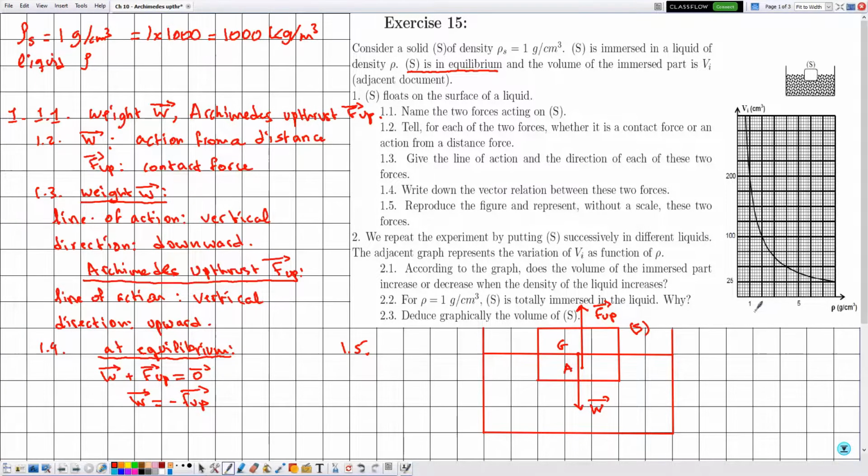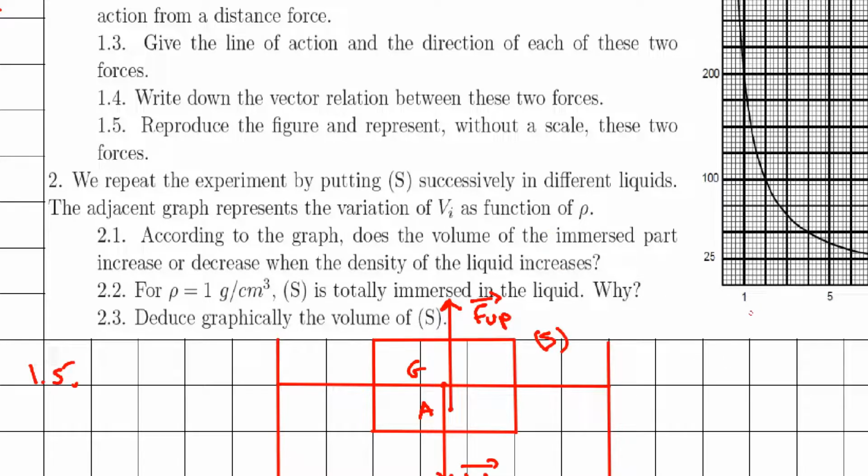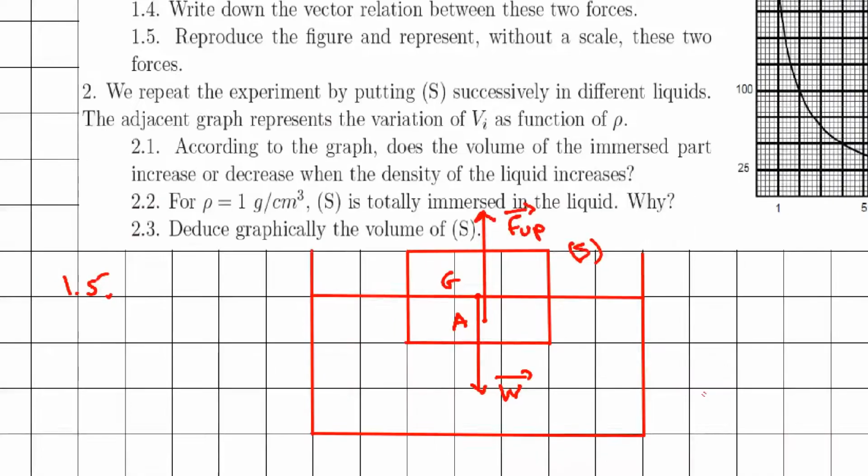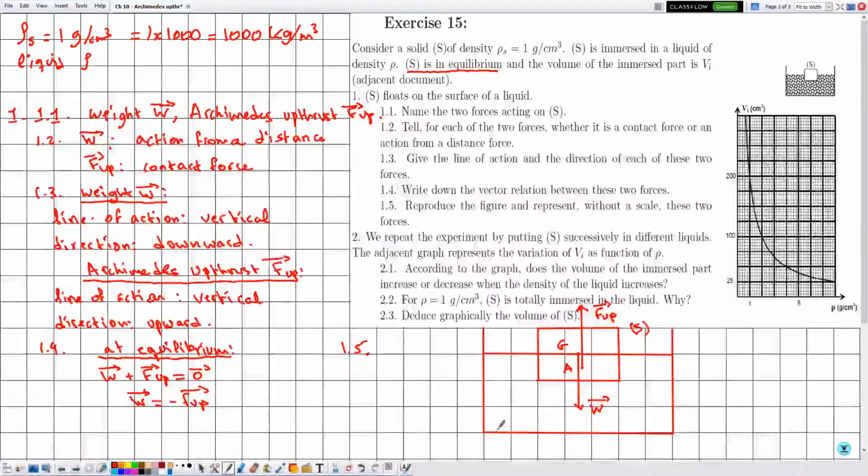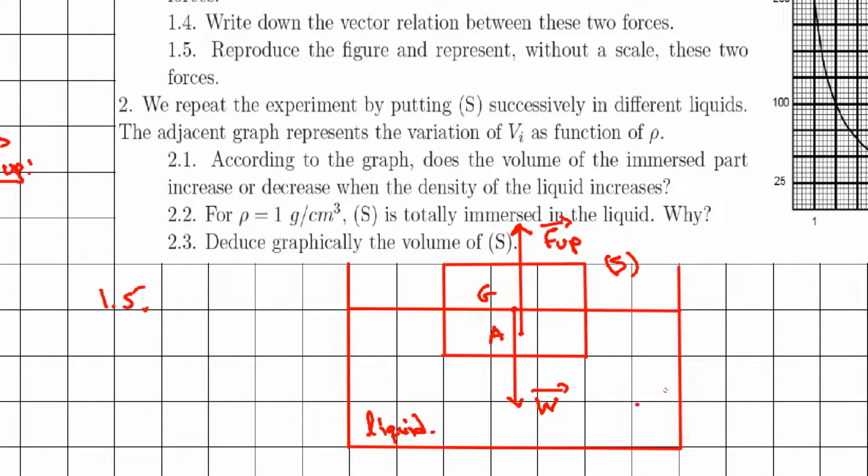Number 2, we repeat the experiment by putting S successively in different liquids. So here what we are doing is that this is the liquid. So we are repeating this experiment by changing each time the liquid. So for example, we are changing the liquid from oil to water to alcohol, etc.